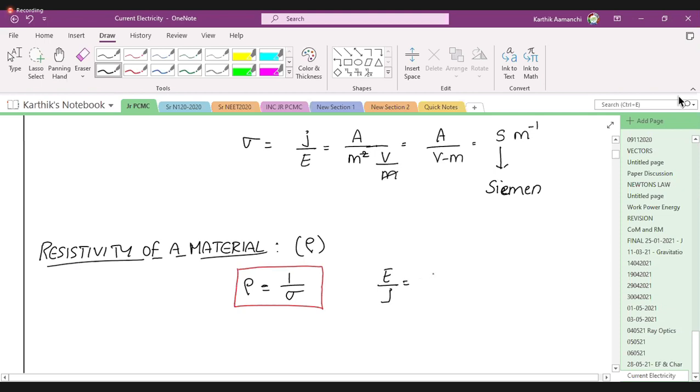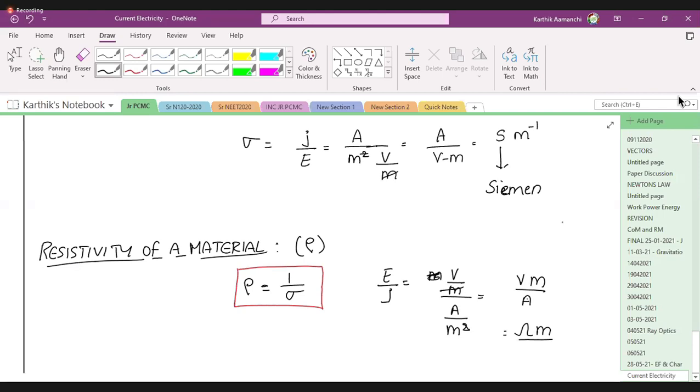So E is volt per meter divided by ampere per meter square. The meter gets cancelled. This will become volt divided by ampere. Volt by ampere is called ohm. No meter. Don't say ohm meter.